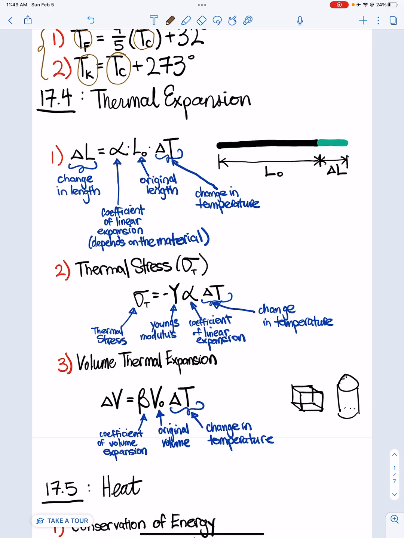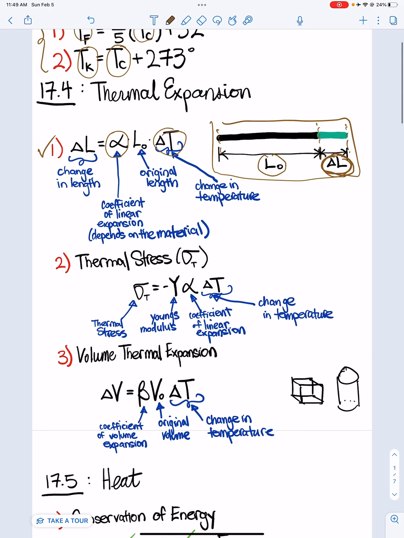One thing to note is that the coefficient of linear expansion depends on the material, and that's either given to you or you might have to find that in a chart somewhere. We're looking at this drawing right here. There was an original length of a material, and that material experiences a change in temperature. As a result of that change in temperature, the material either expands or contracts, and that is the delta L here in green. And so you could find delta L using this formula right here.